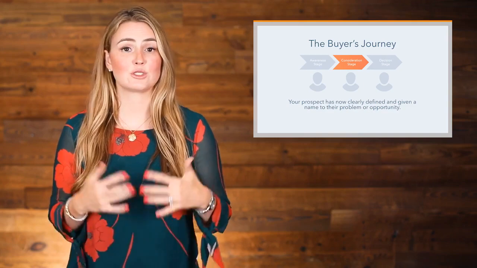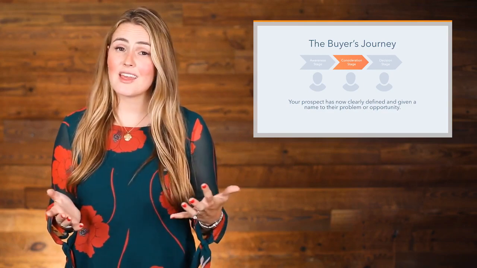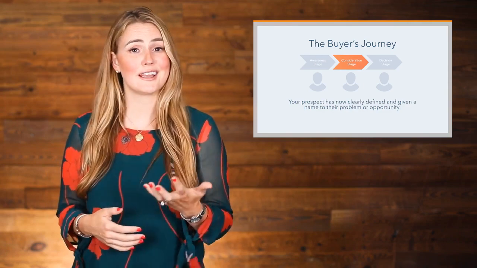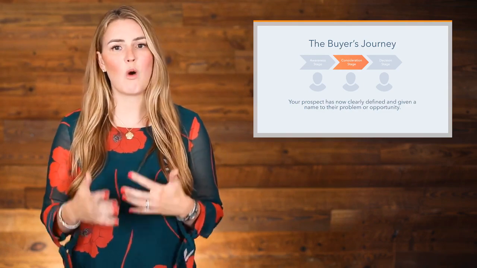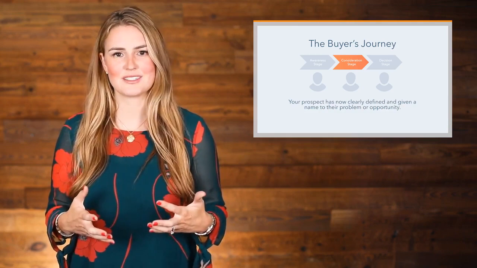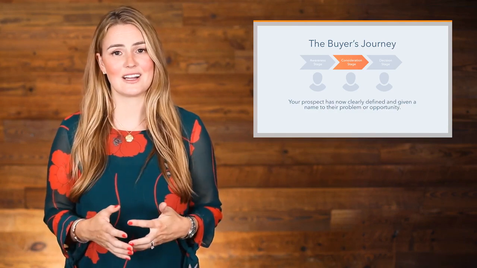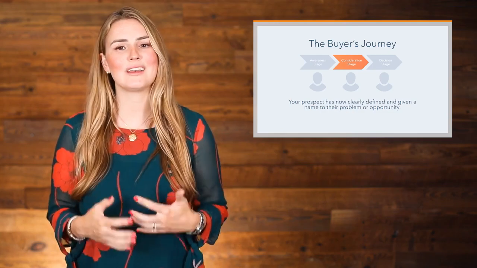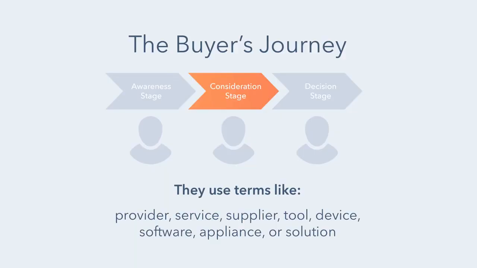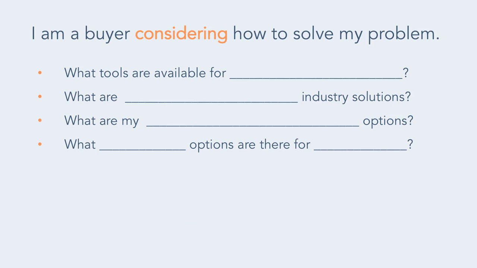Blogs are a great way to attract attention to your website, but they lack the personal engagement side of marketing and sales that helps businesses qualify prospects and nurture relationships. This kind of engagement is necessary, especially for people at this point of the buyer's journey. Your prospect uses solution terms in the consideration stage, like provider, service, supplier, tool, device, software, appliance, or solution. For the consideration stage, your buyer would say, "I am a buyer considering how to solve my problem."